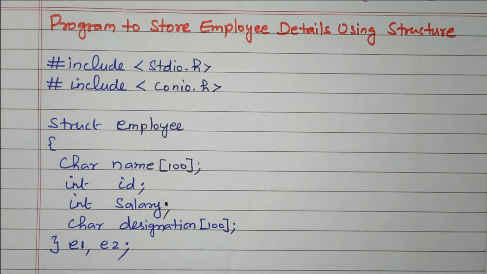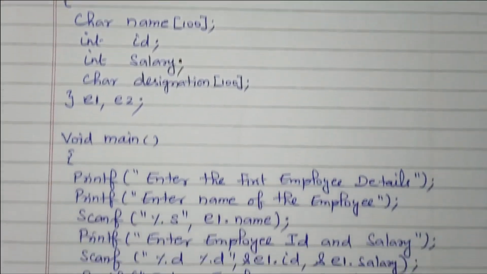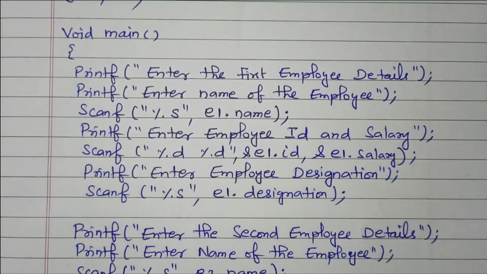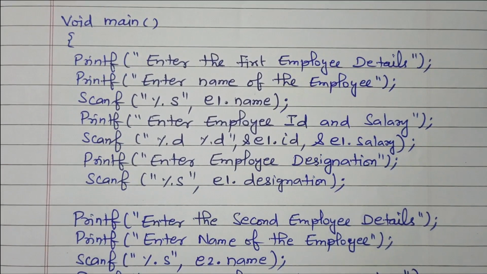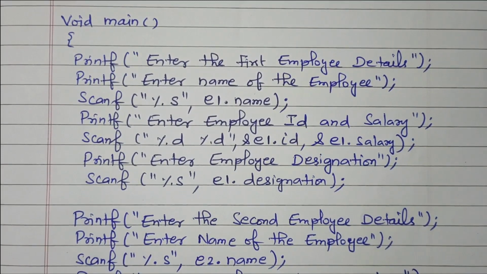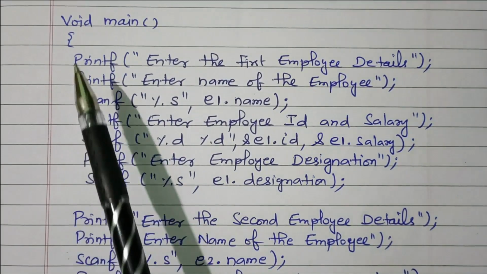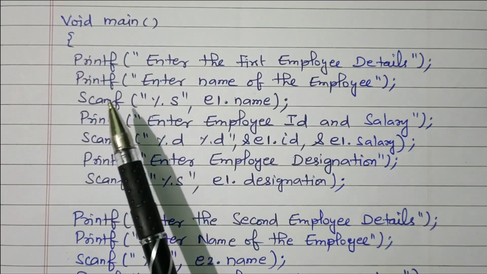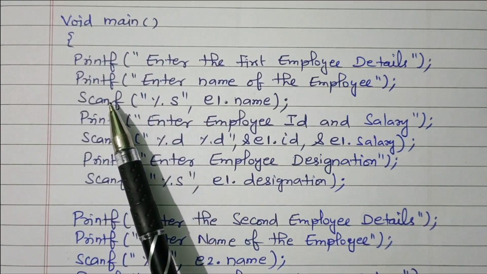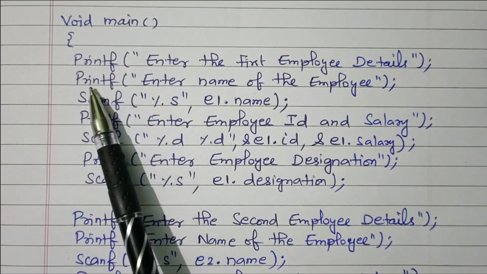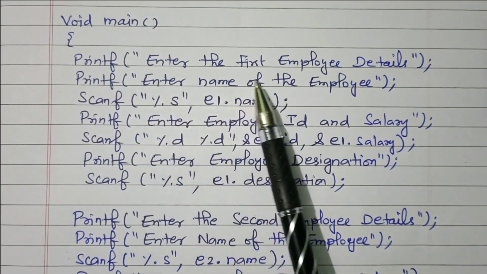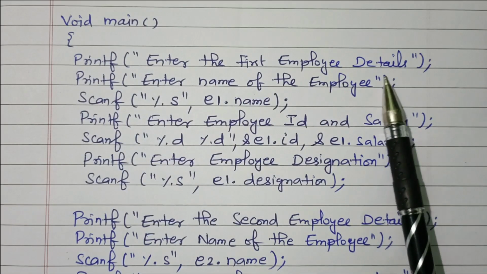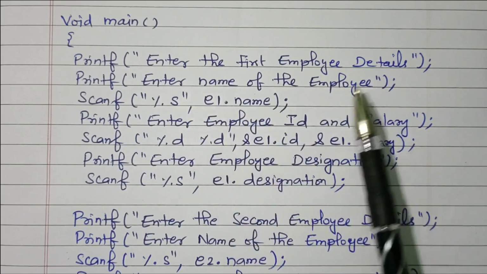Now we'll go to the main program. Now we created the structure with the employee details and two structure variables E1 and E2 are also declared. Then void main, open the brace, main program starts. Now we need to get the first employee detail from the user. Printf, enter the first employee details. We are asking for the first employee details.